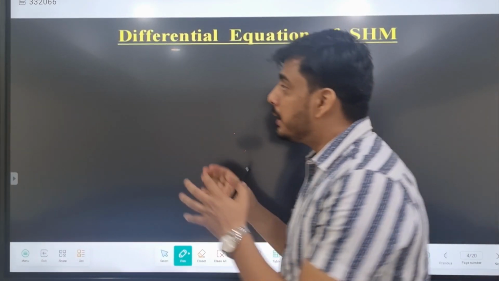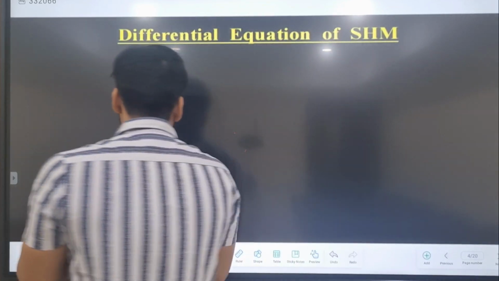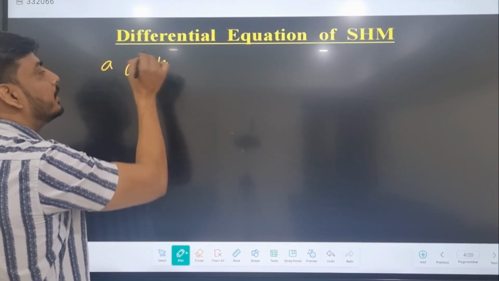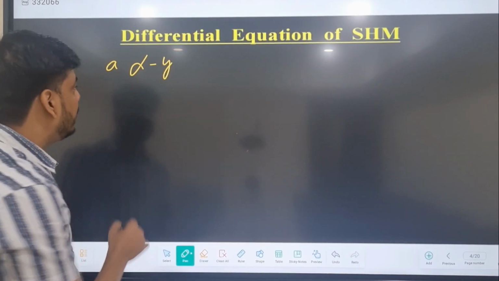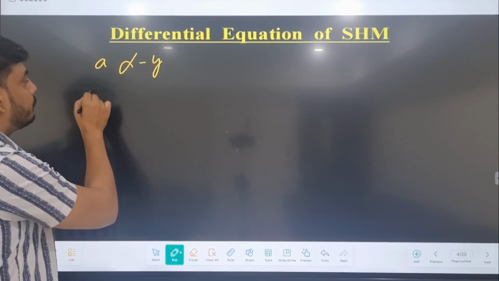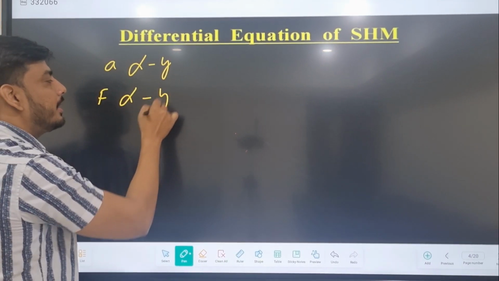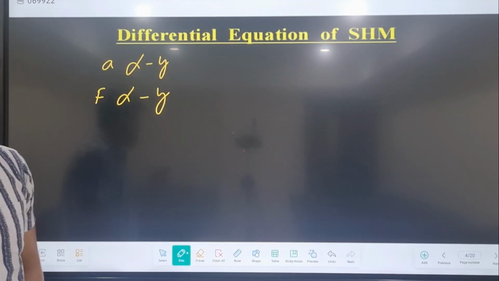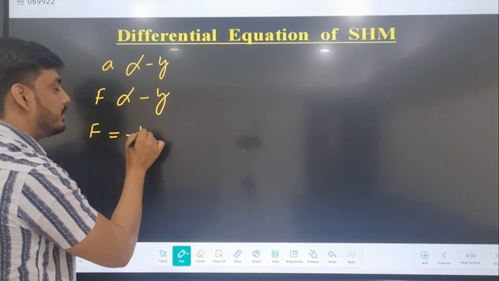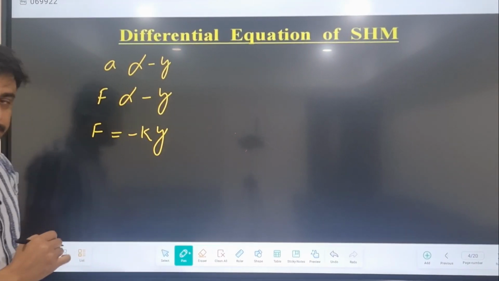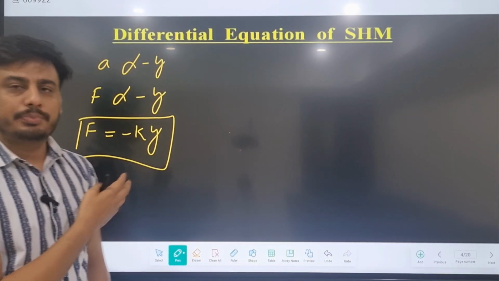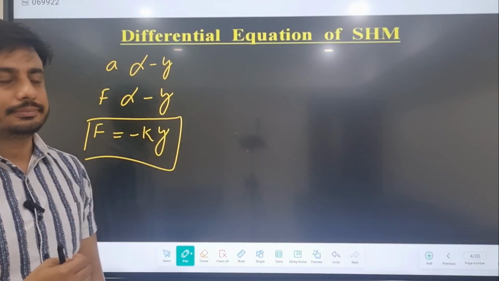So, as we know that displacement and acceleration are directly proportional to each other. A is proportional to y, but there is a negative sign. If acceleration is directly proportional, we can write down that the force is also directly proportional to y, and there will be a negative sign. So F equal to some constant k into y. This constant you have already studied as spring constant or force constant.